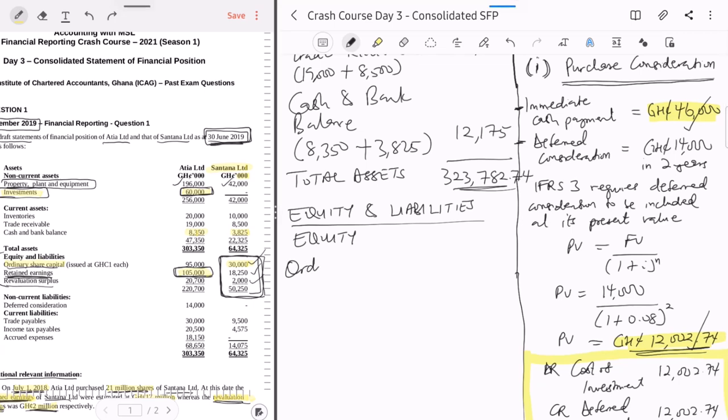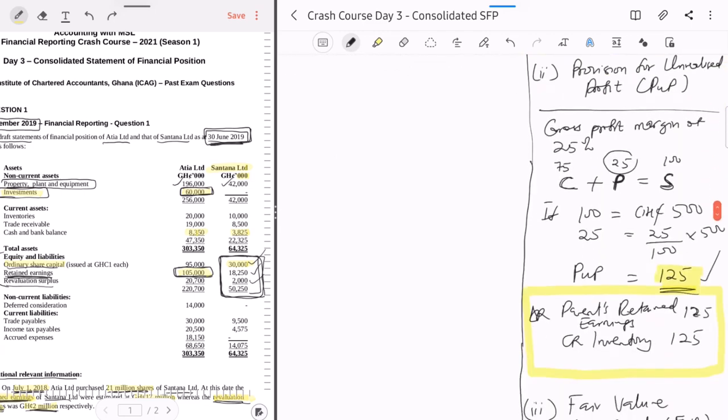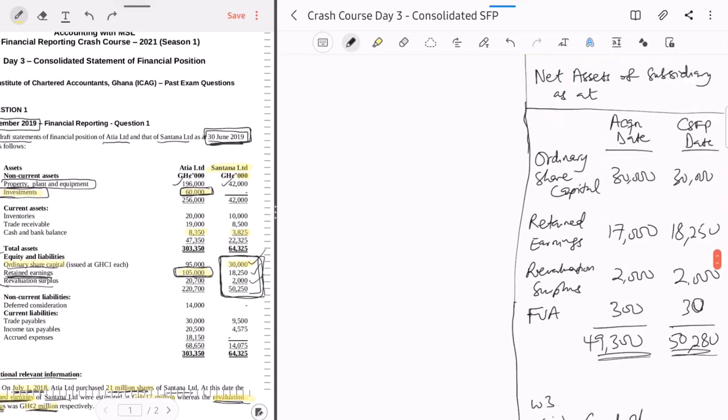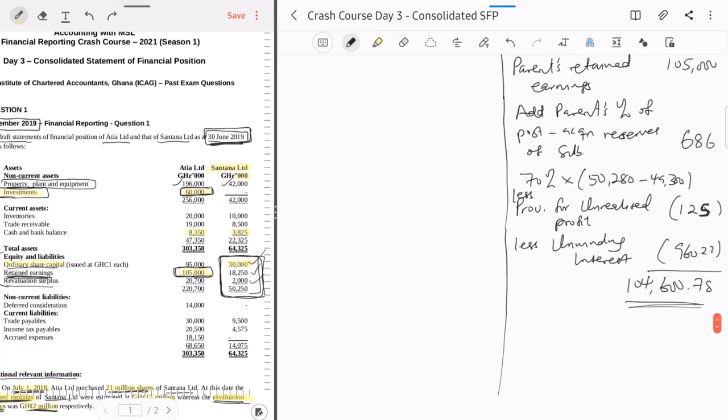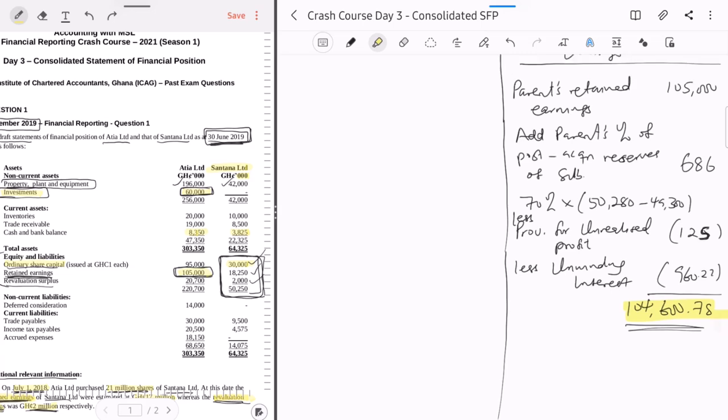So I pick equity and I say ordinary share capital. It's for the parent. What is the figure? Parent had 95,000, and that's what the question gave us. Next is retained earnings. In place of the retained earnings in the question, please take note, you use the consolidated one. What did we get for the consolidated retained earnings figure? We got 104,600.78.